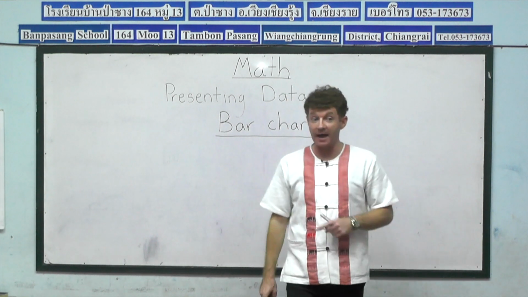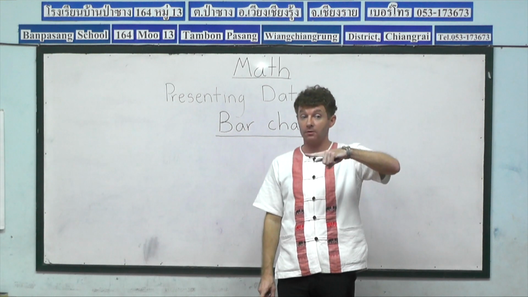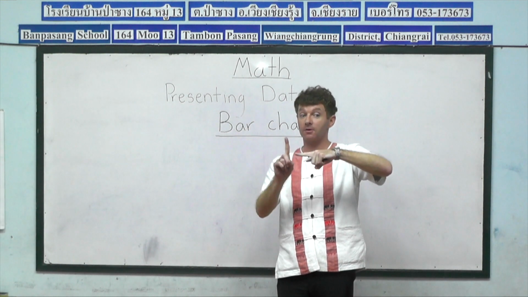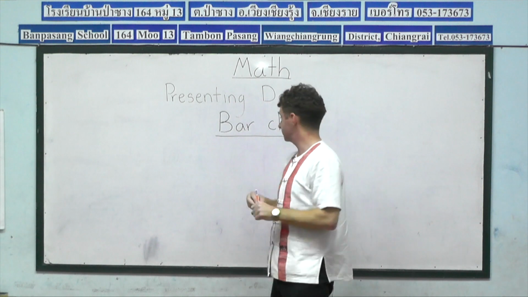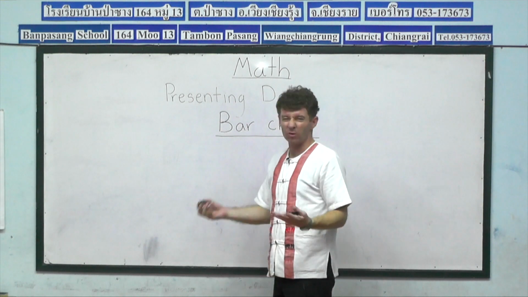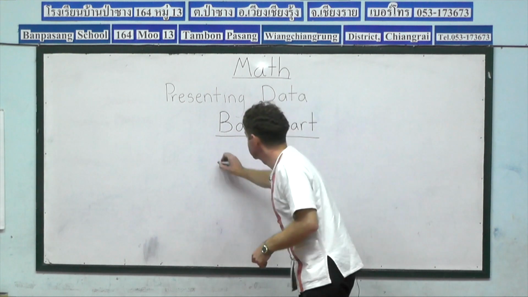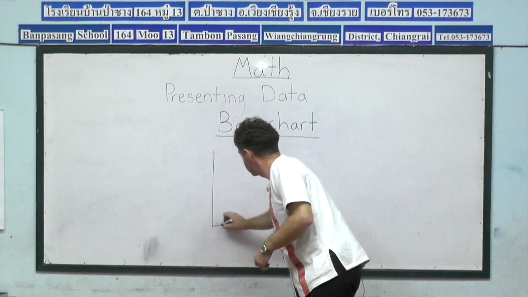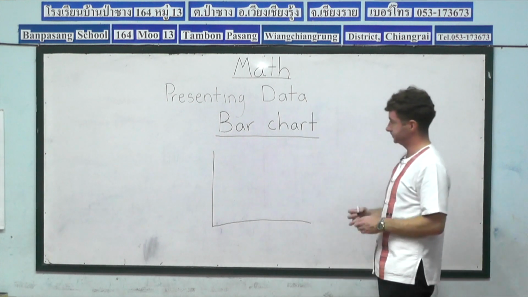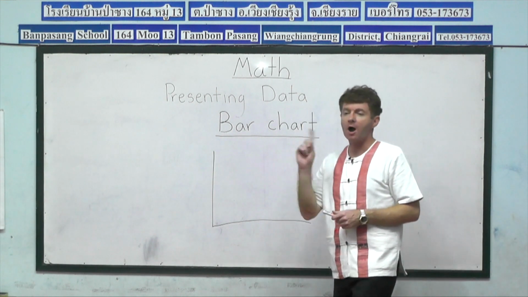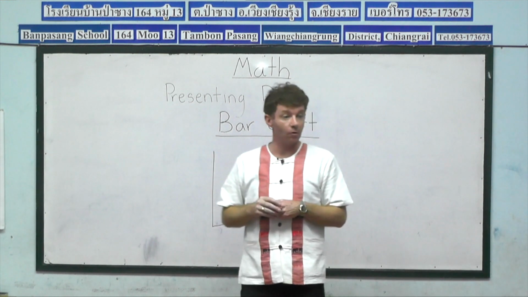So first of all, guys, we need our horizontal and vertical axes. Axes are also lines, but in graphs or charts, they're known as axes. So vertical, horizontal. Well, first of all, our bar chart needs a topic or a title.